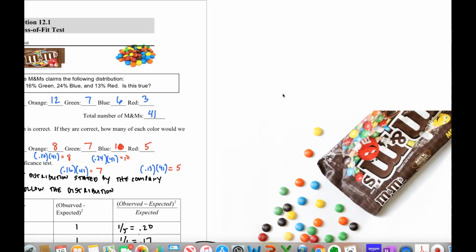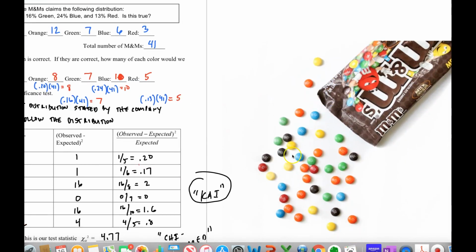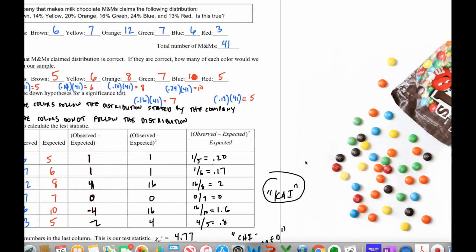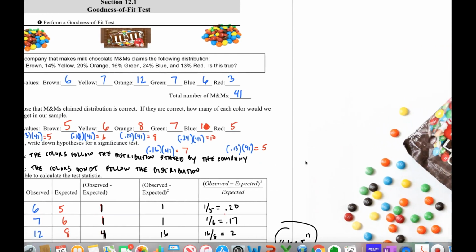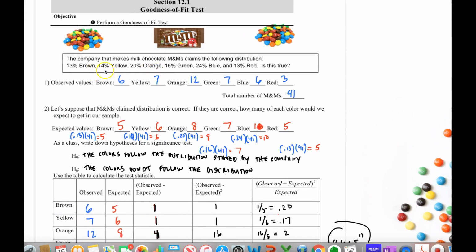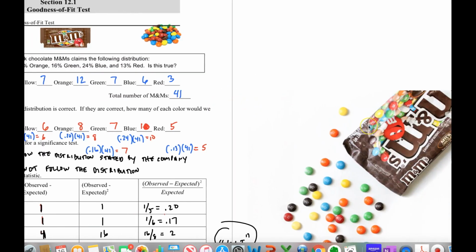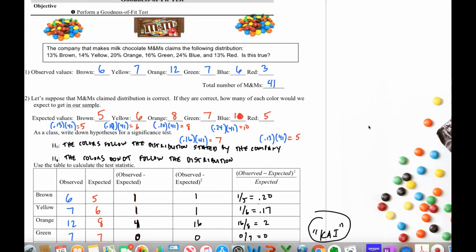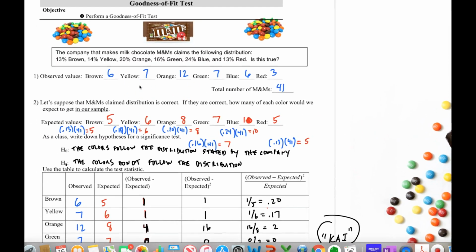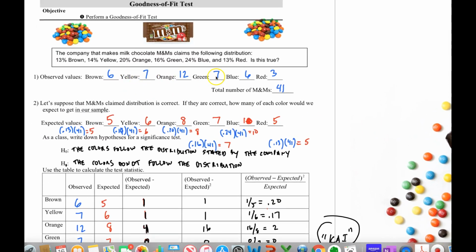You get a bag of M&Ms, open them up, and then you count the colors. And then you look to see if the colors follow the same distribution, the percentages. Here's an example. We open up a bag of M&Ms. There are the M&Ms, and here are the observed values. You get 6, 7, 12, 7, 6, and 3. Total of 41 M&Ms in the bag.